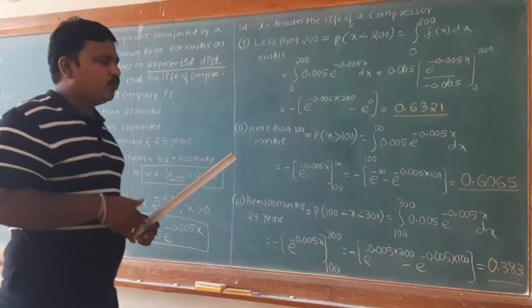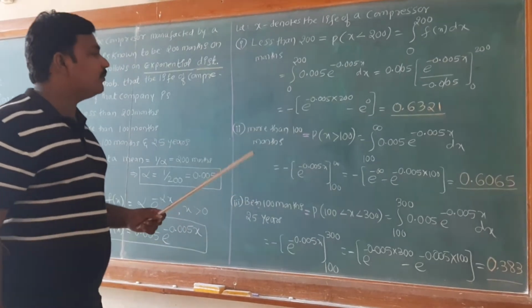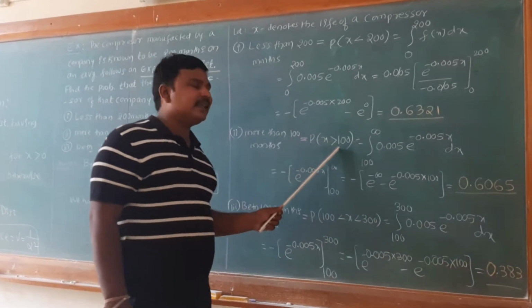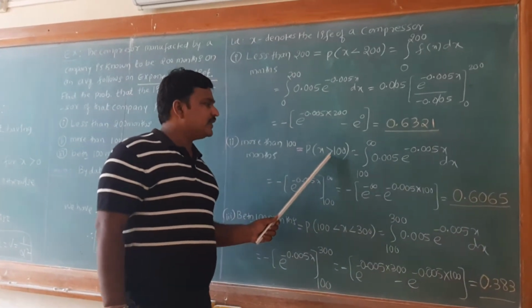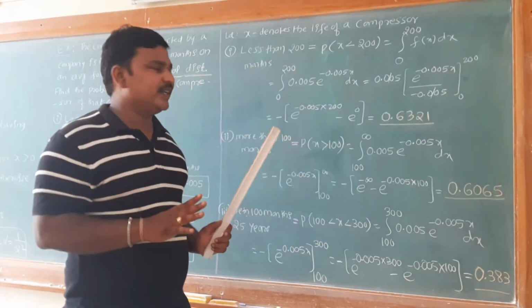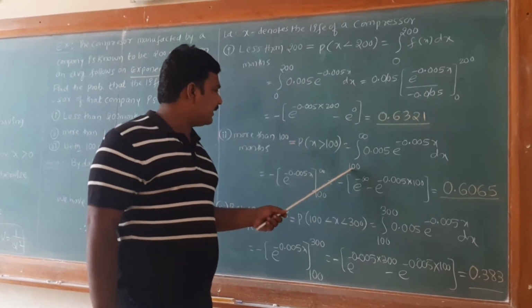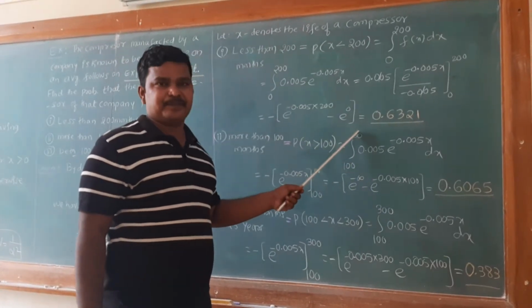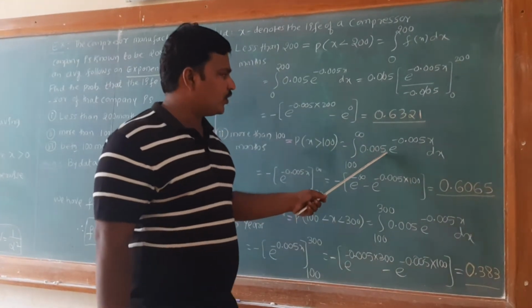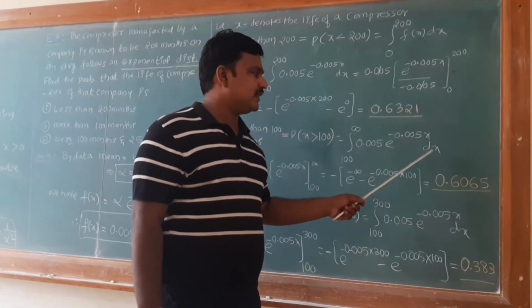Now consider the second condition, more than 100 months. More than 100 months means x is greater than 100, so it starts at 100 and ends at unlimited, which is infinity. So the limits are 100 to infinity. The function is the same: f of x, that is 0.005 times e raised to minus 0.005 x dx.